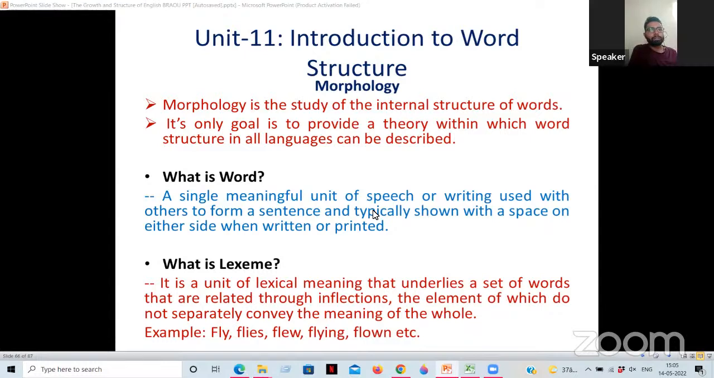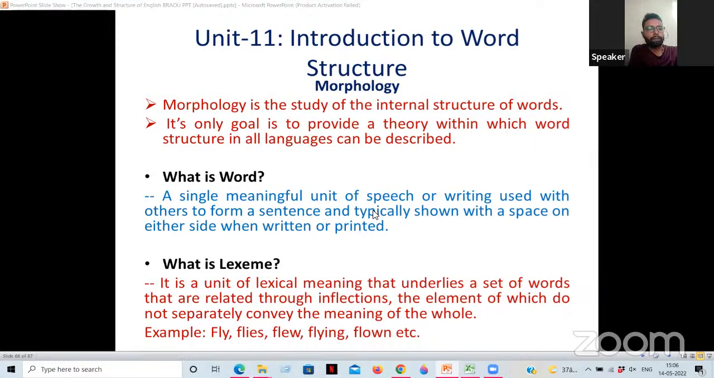In this class we are going to talk about introduction to word structure, and we will talk about what is a word, what is a lexeme, what is morphology, what is a morpheme, allomorph, and all these things. Okay, so let's begin this class. The morphology.